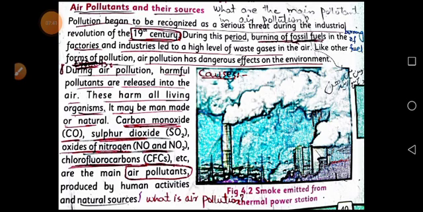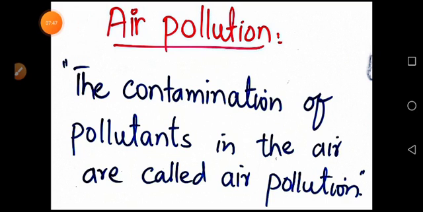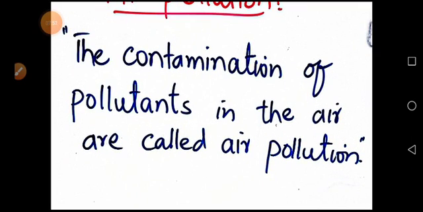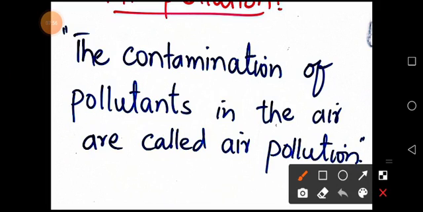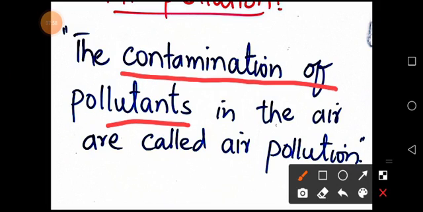So it will disturb all the ecosystem. So how can we define air pollution? Air pollution is the contamination of pollutants in air. That is, when different pollutants enter your air. Pollutants are the substances which cause pollution.